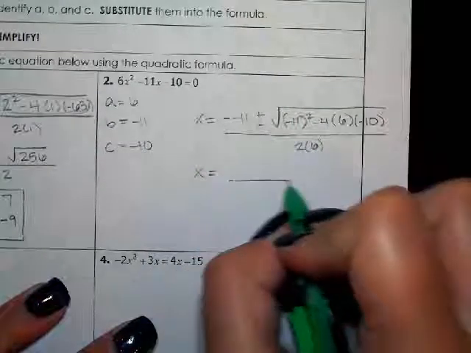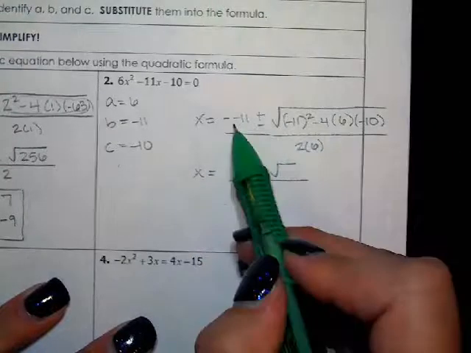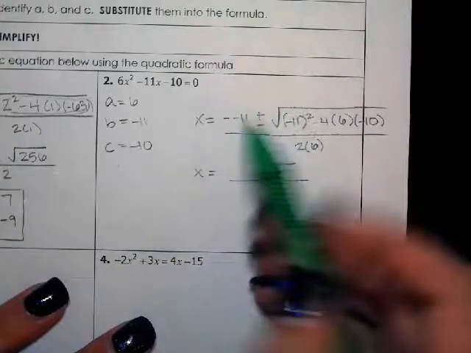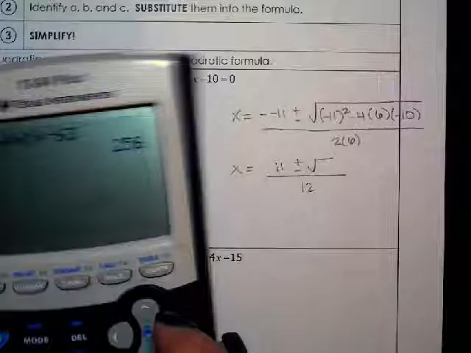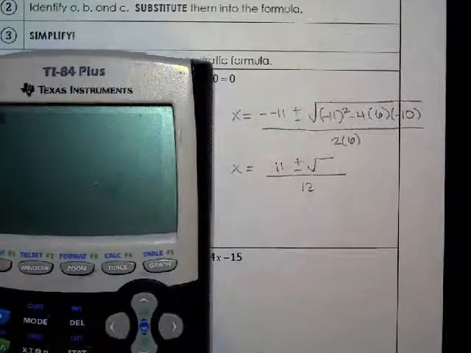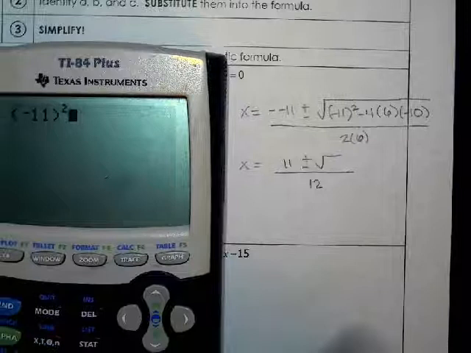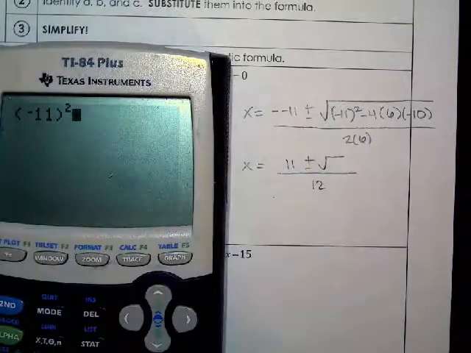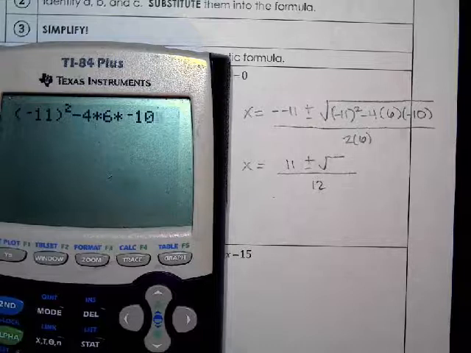Minus a minus is plus, so we got 11, we got a 12, okay, and then let's find our discriminant. Negative 11 squared, making sure I don't kill that baby otter in the calculator. So I didn't kill it on my paper, but I'm also not going to kill it in the calculator. I mean, it's still killed, though. It's still dead.